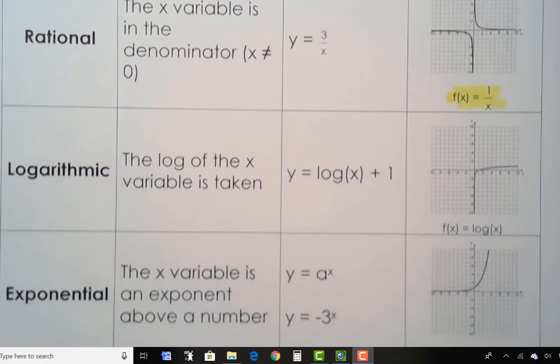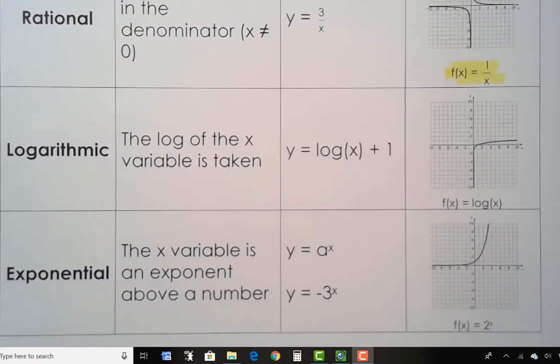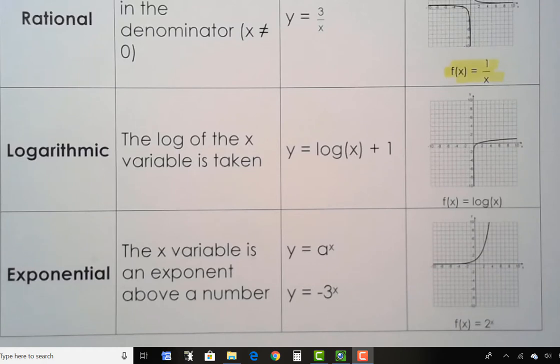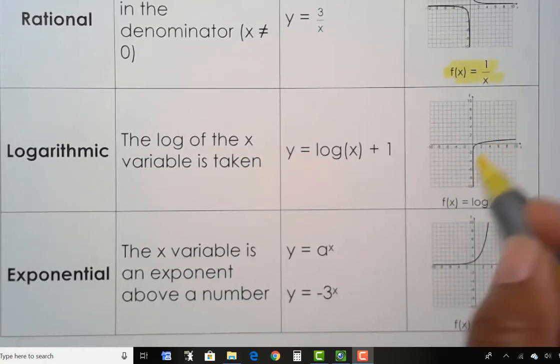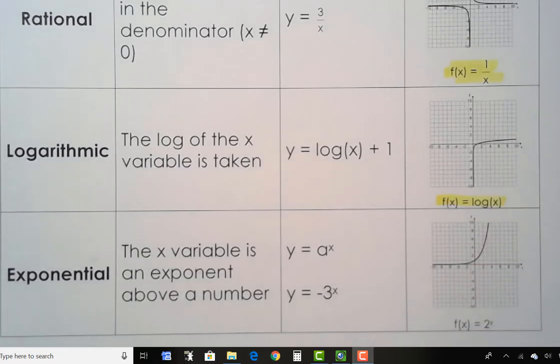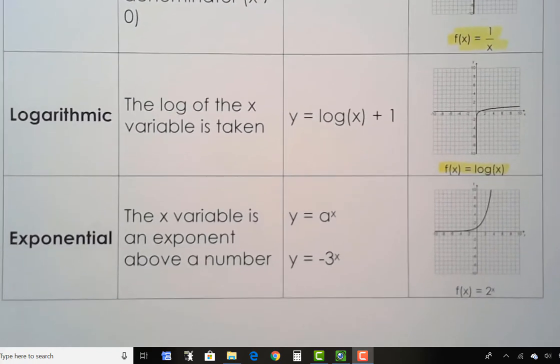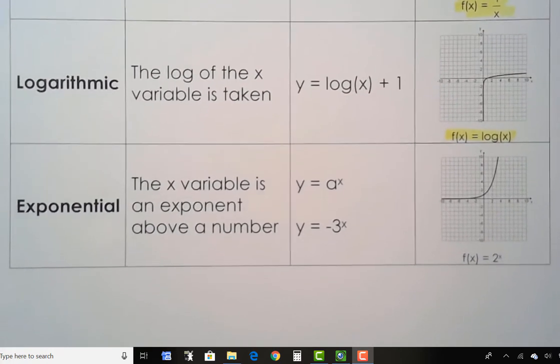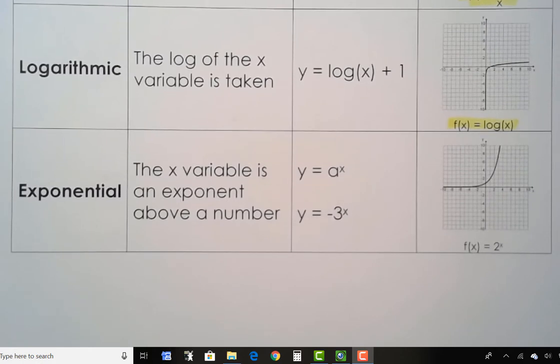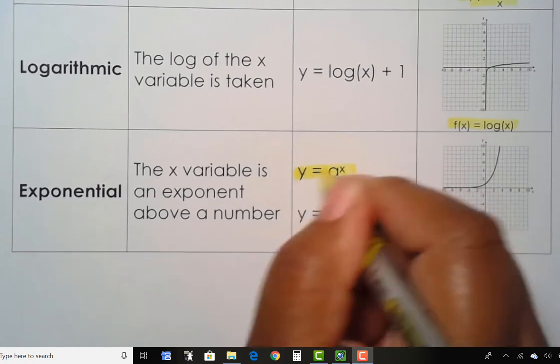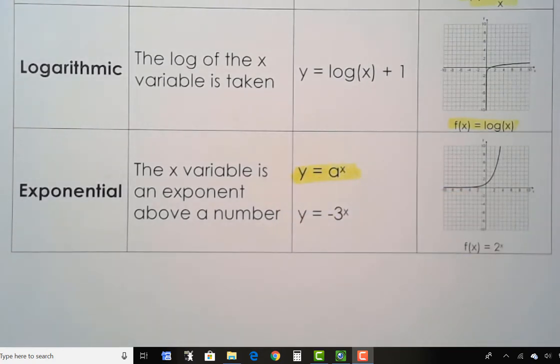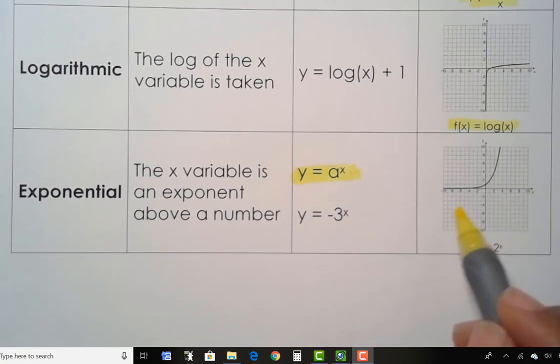We have a logarithmic function, where the log of the x variable is taken. So here's our parent function: f of x is equal to log of x. And then we have our exponential function, where the x variable is an exponent above the number. Here's our parent function: y is equal to a to the x power. And we see what the graph looks like.